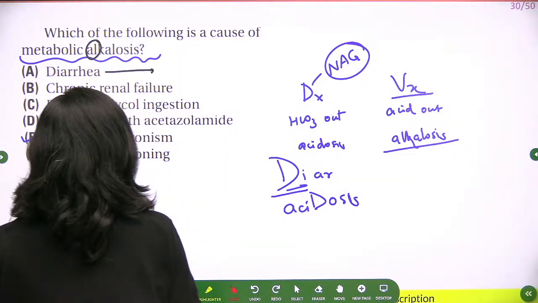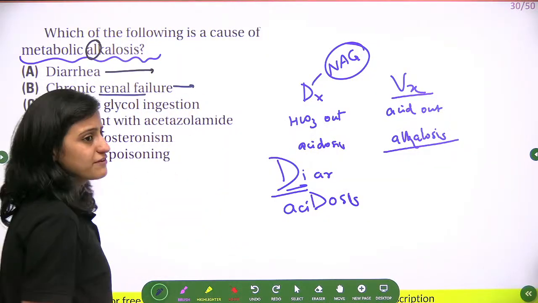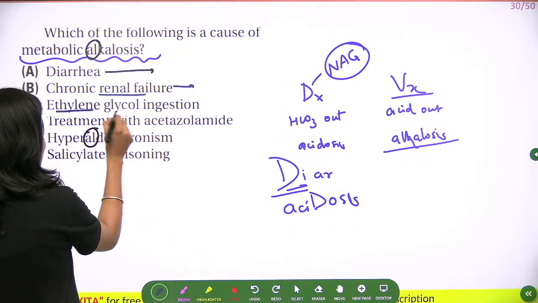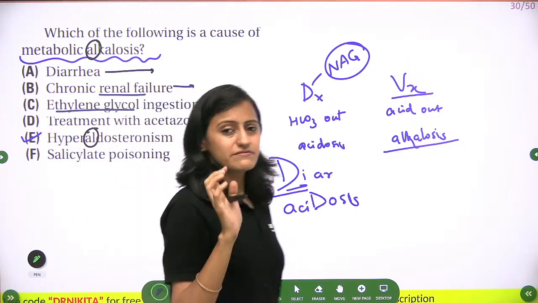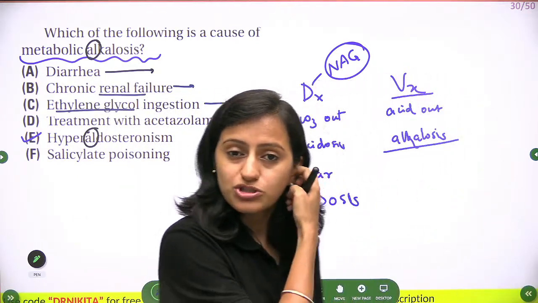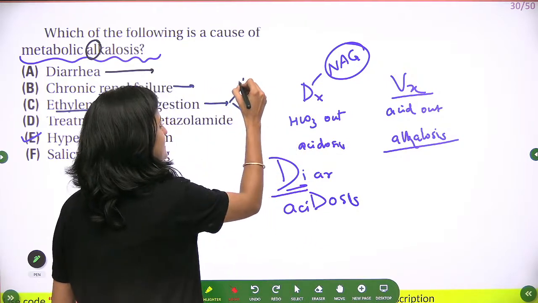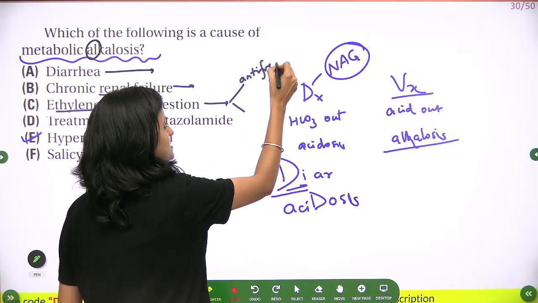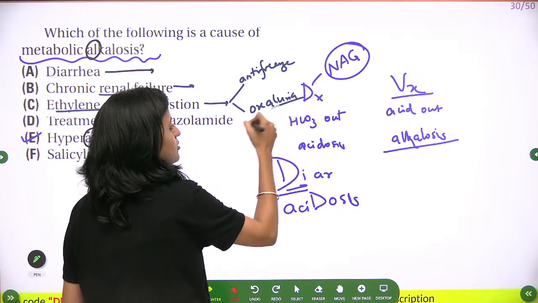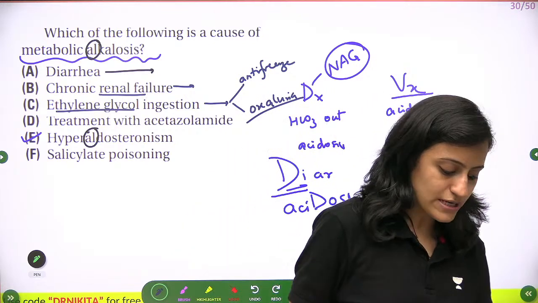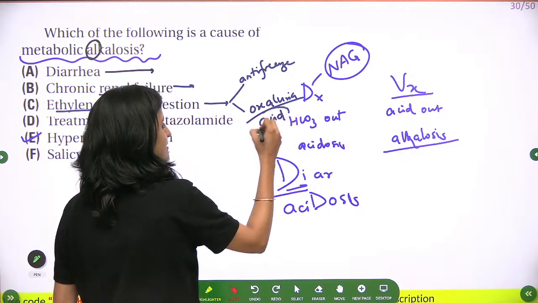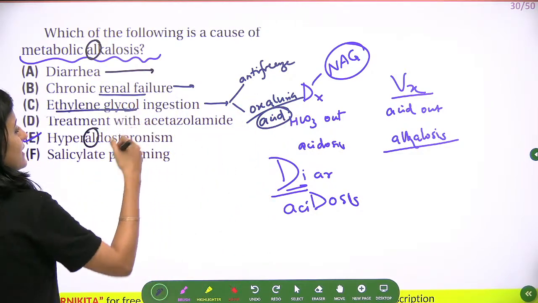Next option here, chronic renal failure. That is your acidosis, H plus not going out. Ethylene glycol ingestion. Can you tell me the very, very important point in ethylene glycol ingestion? What are the clues in the question for ethylene glycol? There will be a history of antifreeze ingestion, and there will be hyperoxaluria, oxalic acid going into the urine. This ethylene glycol is acidosis.